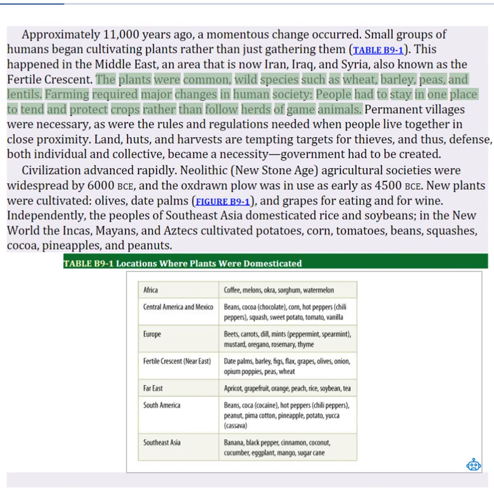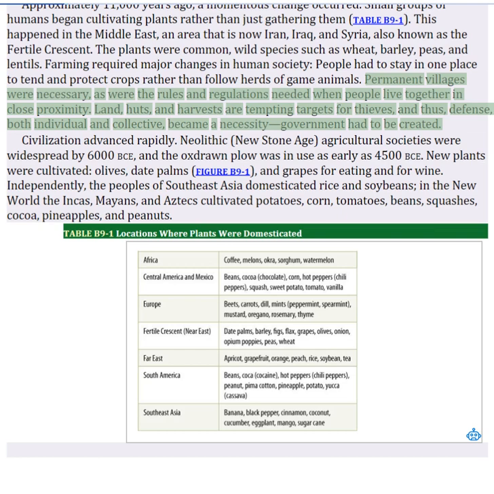People had to stay in one place to tend and protect crops rather than follow herds of game animals. Permanent villages were necessary, as were the rules and regulations needed when people lived together in close proximity. Land, huts, and harvests are tempting targets for thieves, and thus defense, both individual and collective, became a necessity. Government had to be created.